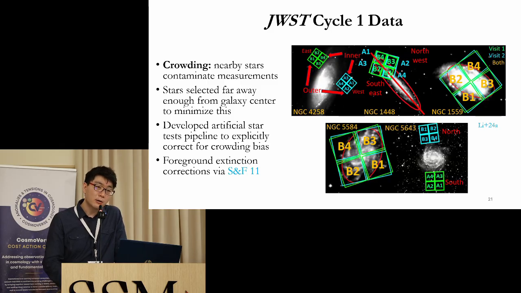How we typically correct for this is we use artificial star tests, and I do have backup slides if you're interested in learning more about that. Essentially, we developed an artificial star test pipeline to correct for this bias in a statistical, population-based sense, to ensure that our measurements are not biased in the brightwards direction. Just a quick note, we also apply foreground extinction corrections via the Schlafly and Finkbeiner dust maps.